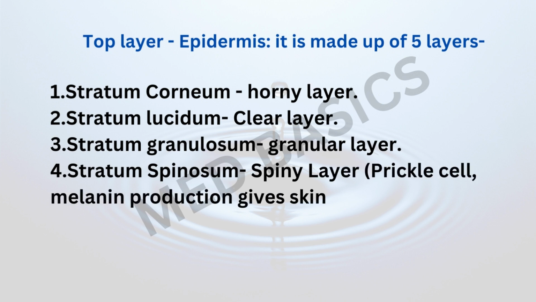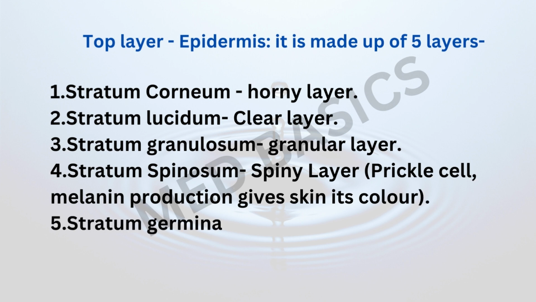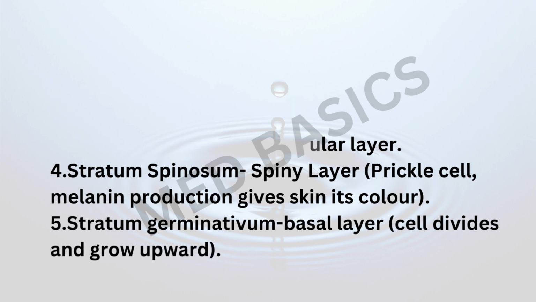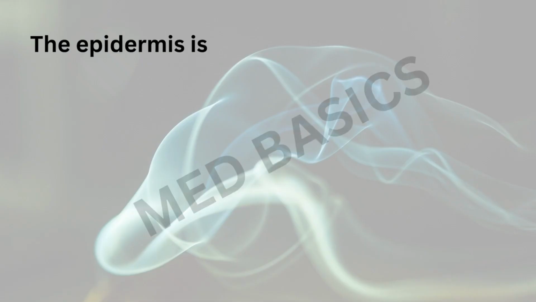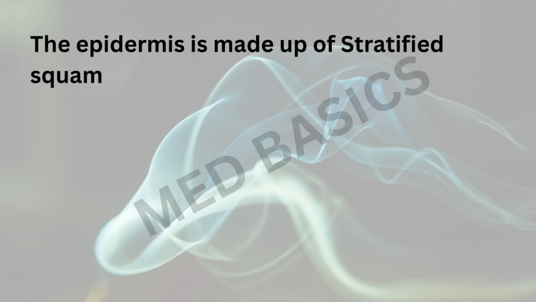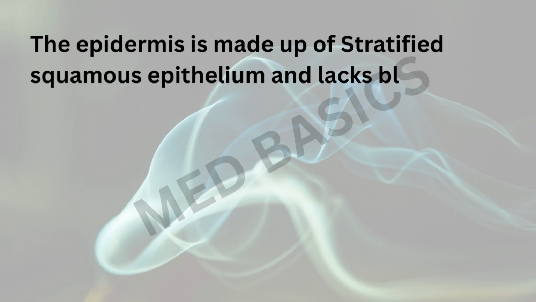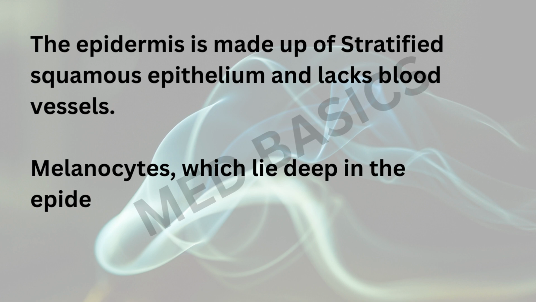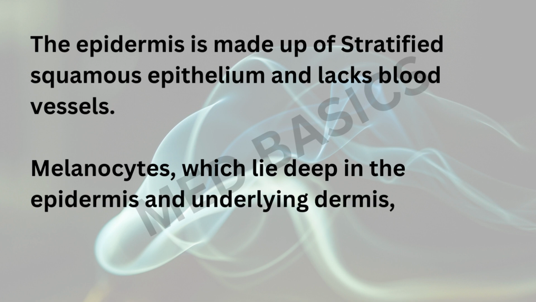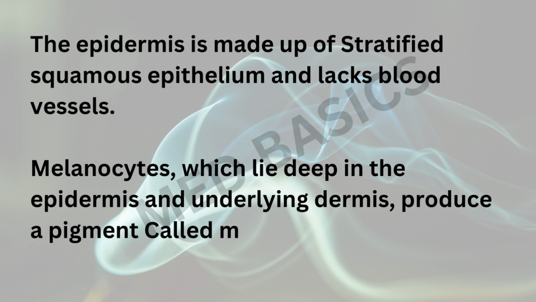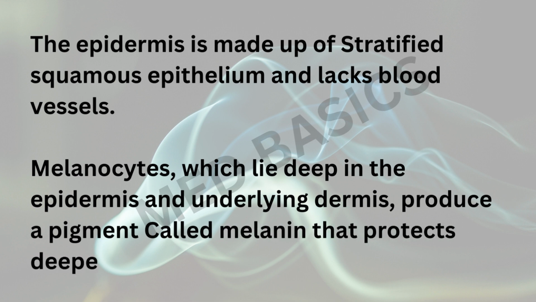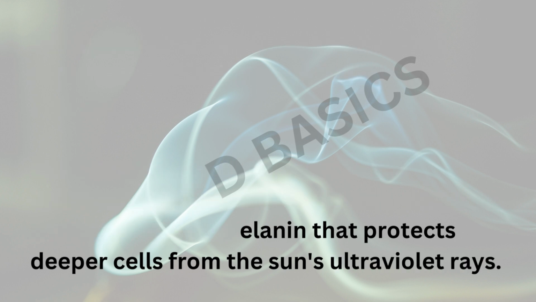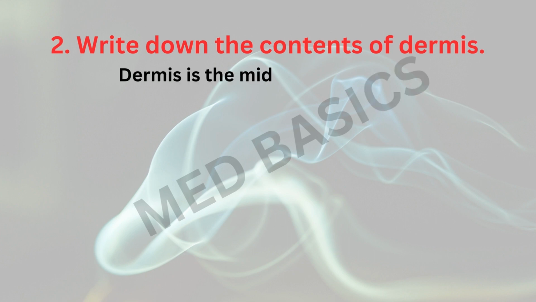Question number 2. Write down the contents of dermis. Dermis is the middle layer of skin. It is made up of blood vessels, which supply nutrients to the skin; lymph vessels, a defense mechanism for the immune system; hair follicles, for protection and sebum production; sweat glands, regulators of heat; and pain and touch receptors, which carry impulses to the brain. Hypodermis is the bottom layer of skin, with subcutaneous fat. The hypodermis, or subcutaneous layer, is composed of loose connective tissue and adipose tissue.